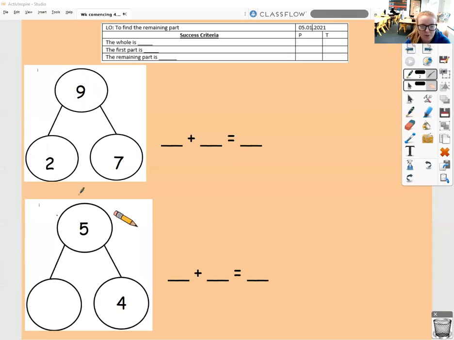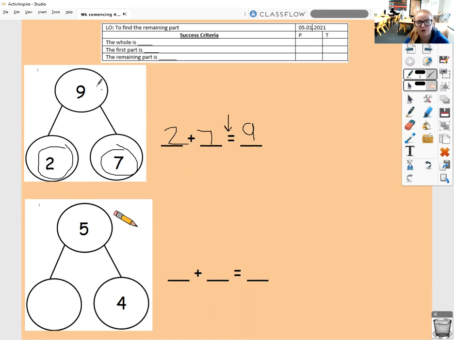Okay, let's have a look at these part-part whole models together. So here, oh, it's already given me all my wholes. Where do I put my whole on my number sentence? So my equal sign is here. Here are my parts. This is where my whole goes. My whole is 9. My parts are, so my first part is 2. My remaining part is 7. So that's how we do that one.